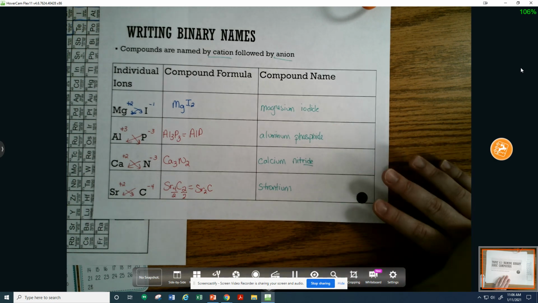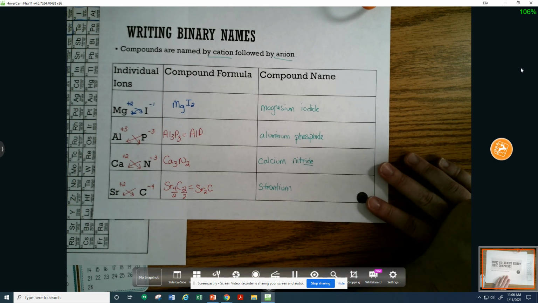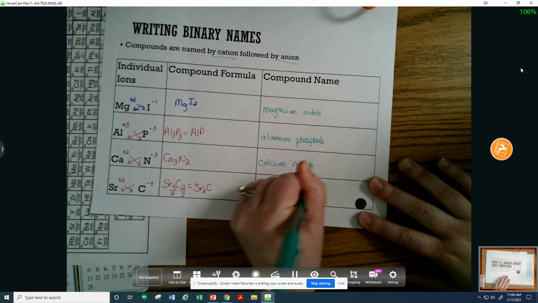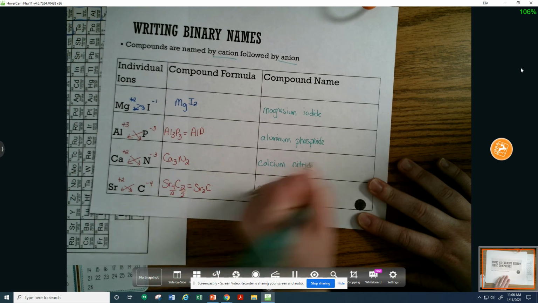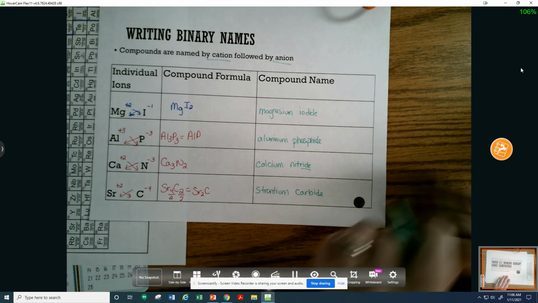So the last one we have is carbon. So the suffix there that we're going to get rid of is the "on." So we have carb, and then you add "ide." So that becomes carbide.